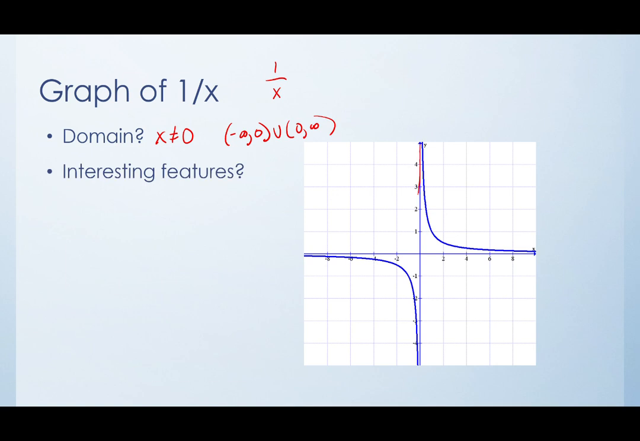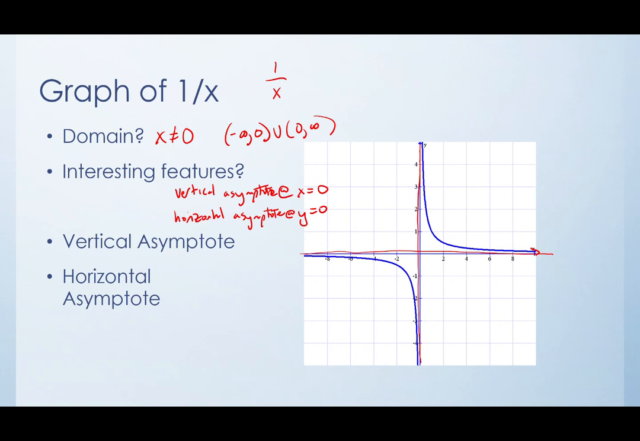We have a vertical asymptote at x equals 0, so we'll write that. And we also have a horizontal asymptote, where you can see the graph is getting closer and closer and closer to y equals 0, but it doesn't ever quite get there. So that is a horizontal asymptote at y equals 0. And those are really the only two interesting features on this graph, to be honest.